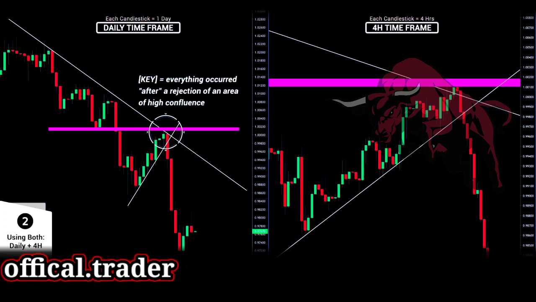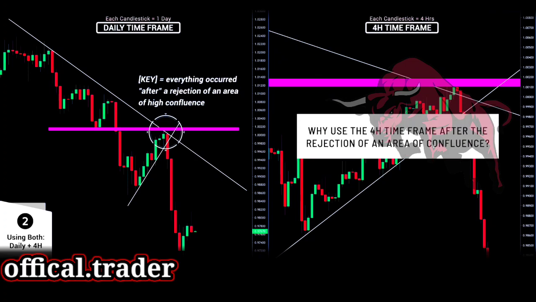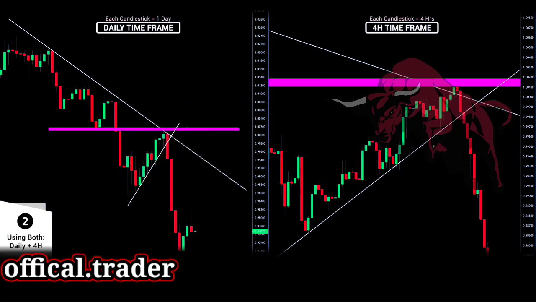Now, why is it important to use the 4-hour time frame to look for a trend change after the rejection of your access point? Well, because without the trend change or trendline break, price could have easily done this instead and kept making higher highs and higher lows and kept respecting the immediate short-term uptrend and broke right through the long-term trendline. So let's take this concept a step further.